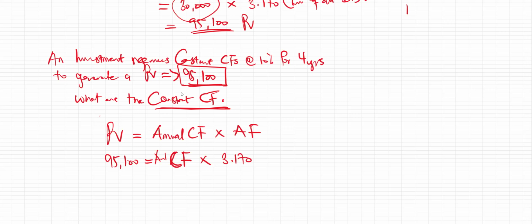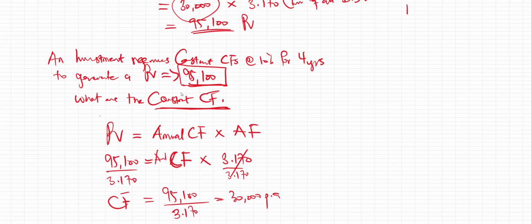That means we must divide both sides by this one, right? So 3.170. So the annual cash flow becomes, taking our 95,100 divided by the 3.170, and we have what? 30,000 per annum. Isn't it so? This thing will come in very handy when you are doing lease or buy decisions. You will need the constant cash flows, which you have to use.